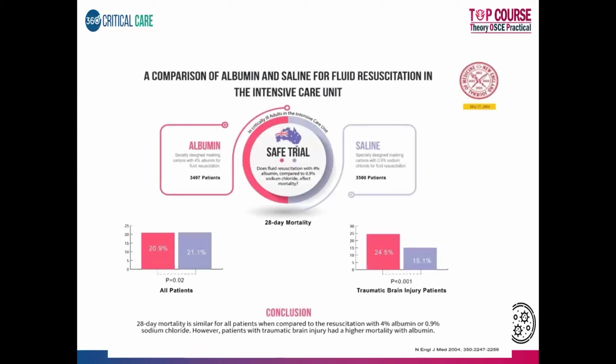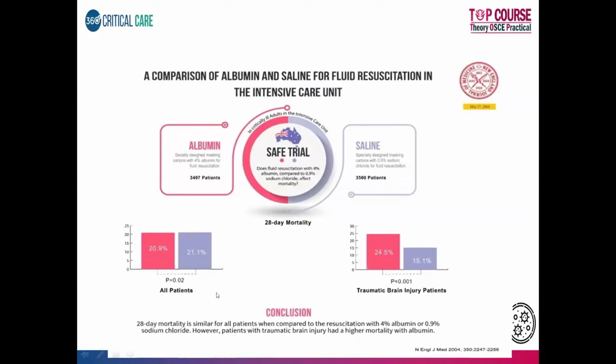Now coming to the evidence which supports the use of albumin in sepsis, the first trial was the SAFE trial, which was published in the NEJM in 2004. What was the clinical question in the SAFE trial? Does fluid resuscitation with 4% albumin compared to 0.9% sodium chloride affect mortality? It is 28-day mortality they are speaking about. This is in all critically ill adult patients who have sepsis. Okay, so two groups, albumin versus saline.